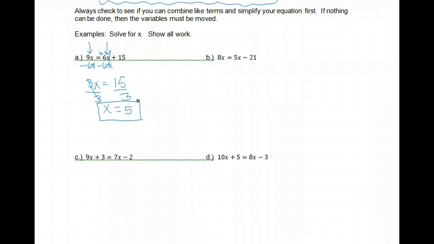Now let's take a look at example B. It is very, very similar to example A. Why don't you go ahead, take a minute, and solve this equation. Whenever you're finished, please play the recording and we'll go over the answer together.